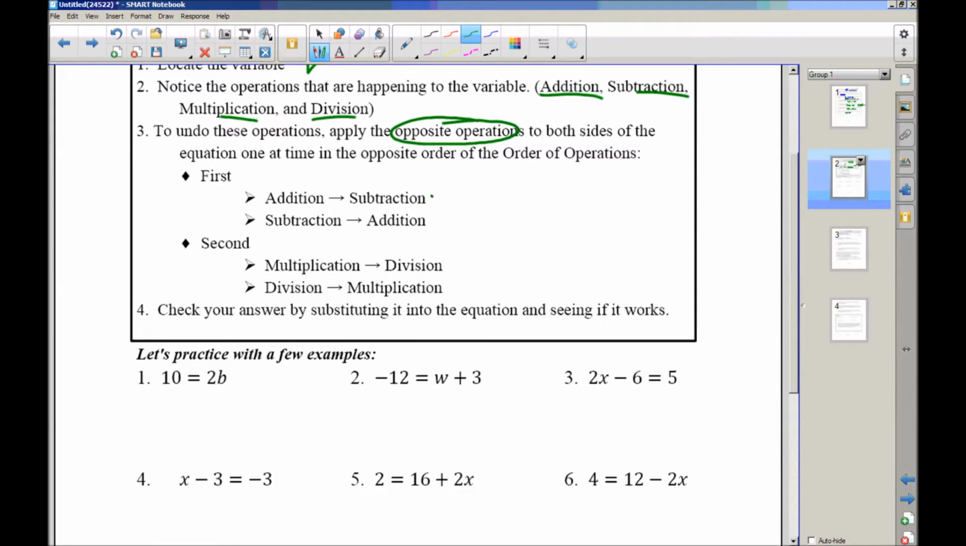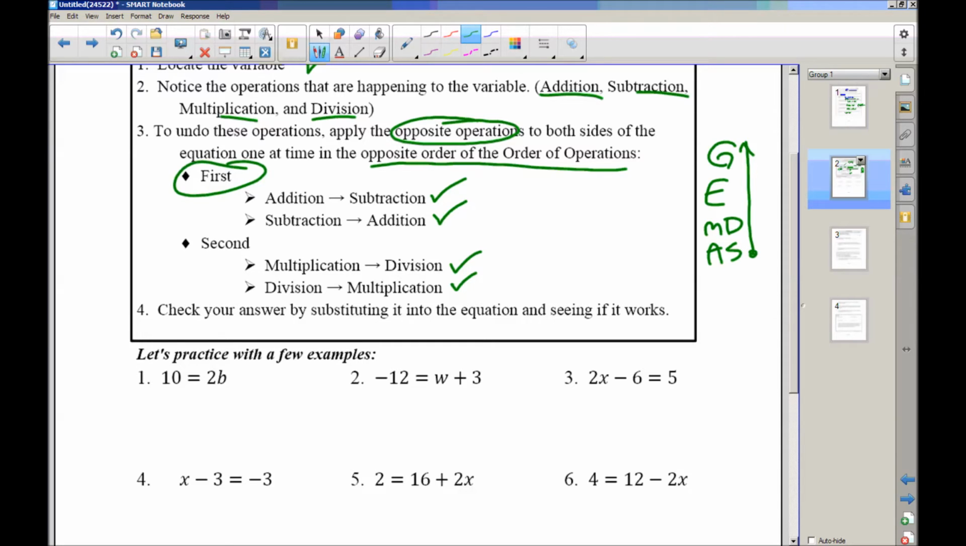So opposite of addition is subtraction. The opposite of subtraction is addition. The opposite of multiplication is division, and division's opposite is multiplication. Okay? And then we're going to apply these in the opposite of the order of operations. So we're going to apply grouping symbols, exponents, multiply, divide, and add and subtract in reverse order. So we're going to start with first add and subtract. And then we're going to go to second, multiply and divide. Okay? And then we should really check our answers by substituting back in.